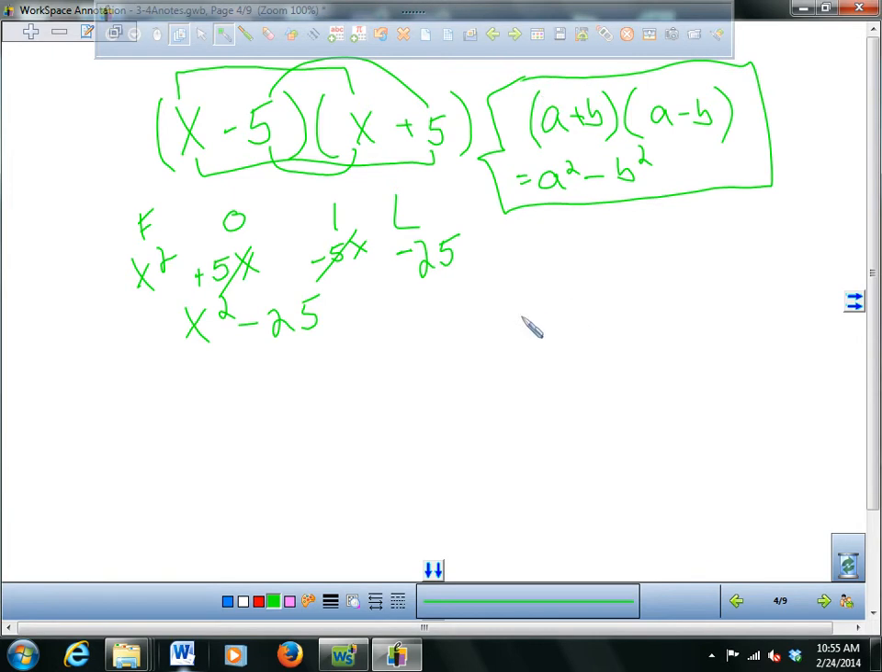And this is really easy. Say I had y minus 8 times y plus 8. Who can tell me how to do this? This is where it'd be useful to have a shortcut. It's y squared minus b squared. So this is a. What's b? Minus 64. That's it. It's this squared minus this squared. Does that make sense?